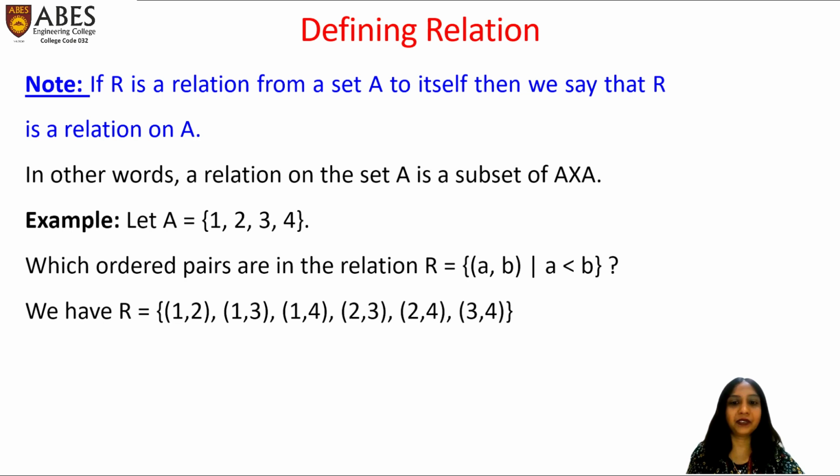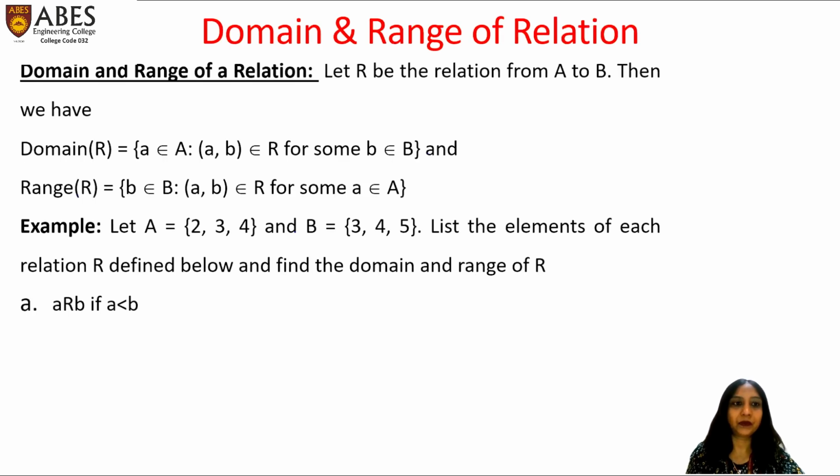Suppose we define the relation with (a, b) such that a is less than b. Then in that case, we will consider the ordered pairs in which a is less than b, like (1, 2), (1, 3), (1, 4), (2, 3), (2, 4), (3, 4). In all these pairs, you can see the a value is less than the b value.